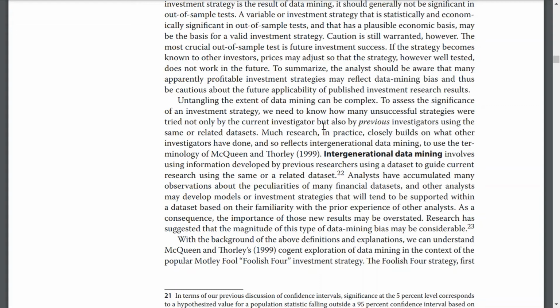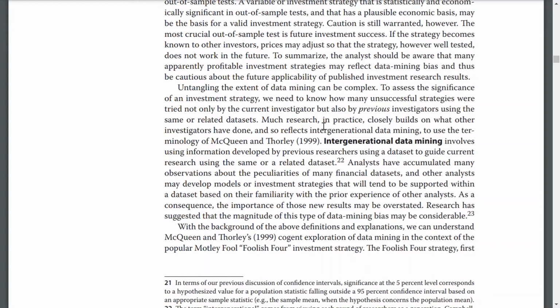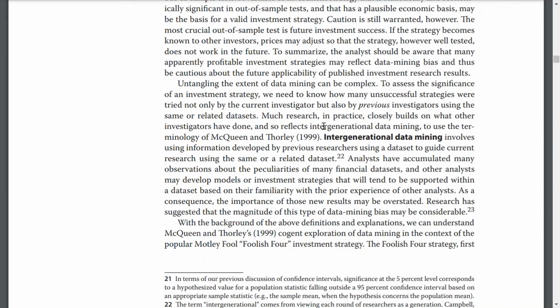Untangling the extent of data mining can be complex. To assess the significance of an investment strategy, we need to know how many unsuccessful strategies were tried, not only by the current investigator, but also by previous investigators using some of the related data sets. Much research and practice closely builds on what other investigators have done, and so reflects intergenerational data mining.